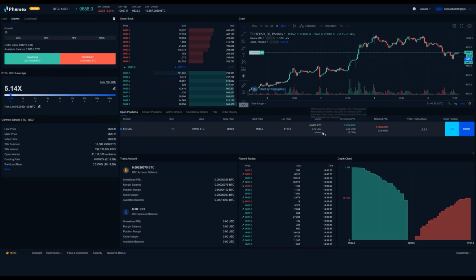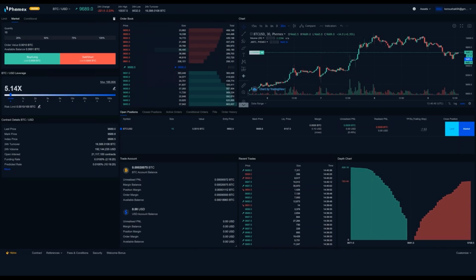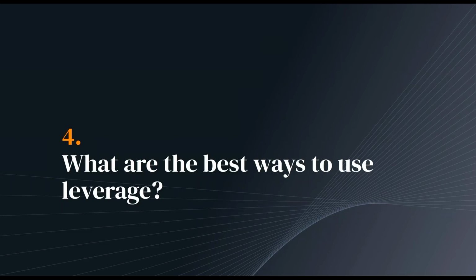Hopefully you understand what margin and leverage are. I will explain all the different order types and specifics of opening and managing a position in the next video. So like I've said in part 2, I'm going to explain how you can use these on the actual exchange. Before that, I want to make sure you guys know how to use leverage properly.